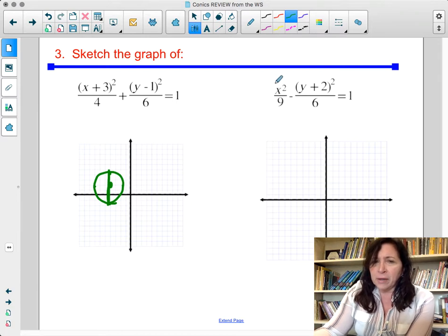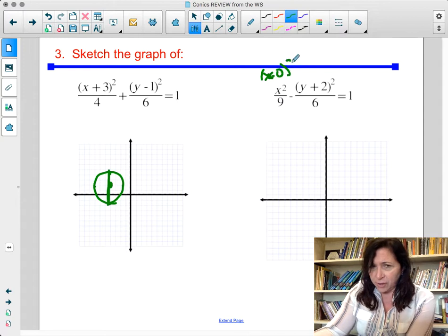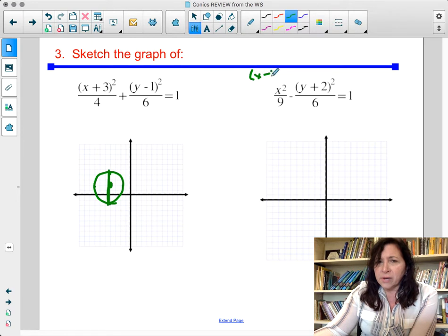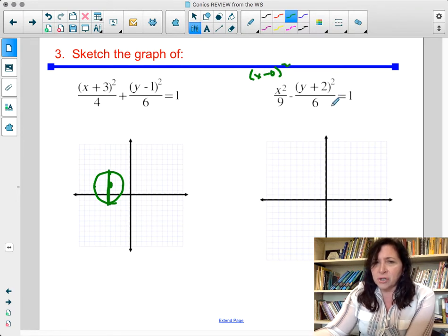For this one, my center is at 0 because that's like saying x minus 0 quantity squared. So x minus 0 quantity squared. So that's going to be 0, negative 2.